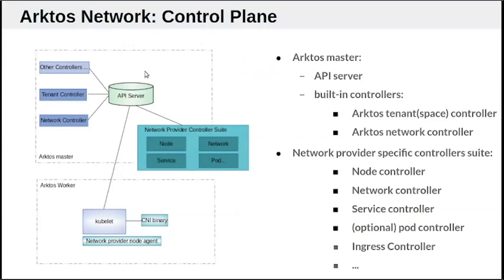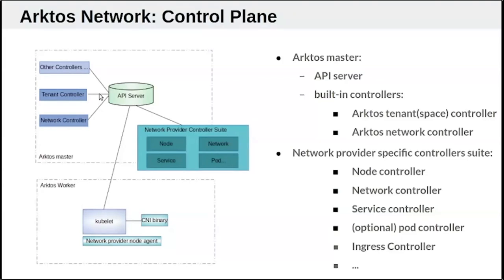Looking at this picture, the API server, which is the central data store for the Arktos system, keeps the critical data needed for running the cluster, including pods, services, and network objects, of course. Besides other built-in controllers, Arktos puts two additional controllers specially purposed for multi-tenancy and network isolation. One is the tenant controller, the other is the network controller, respectively.